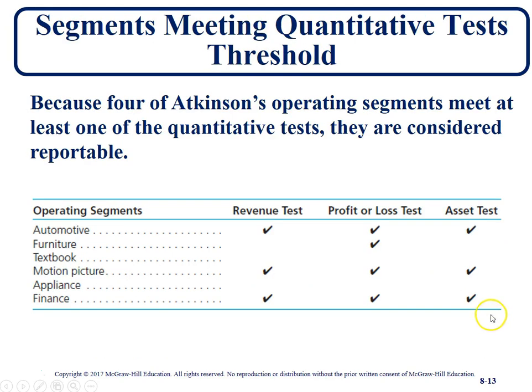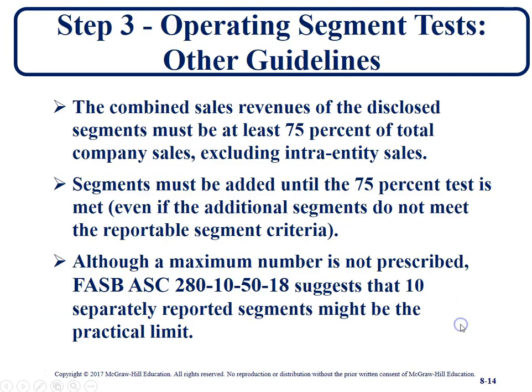Okay, the next page is a summary of which ones met each one of the individual tests. Based on that, we had 4 operating segments: automotive, furniture, motion picture, and finance, that met at least one of the quantitative tests. So when Atkinson reports their financial statements and does the segment reporting, they're going to have to show profit or loss, assets, and various required reporting elements for those 4 segments.